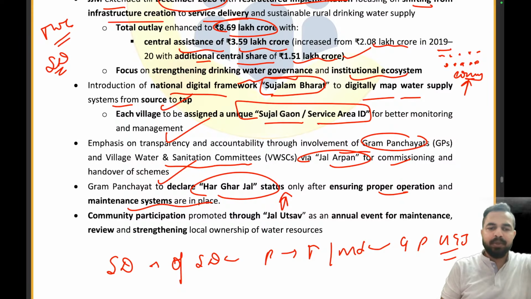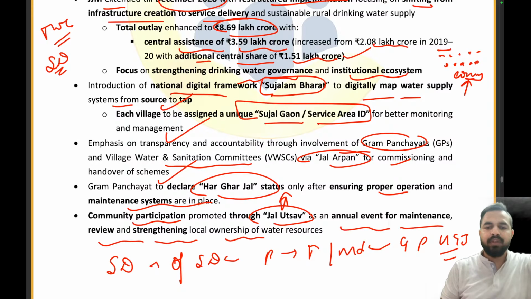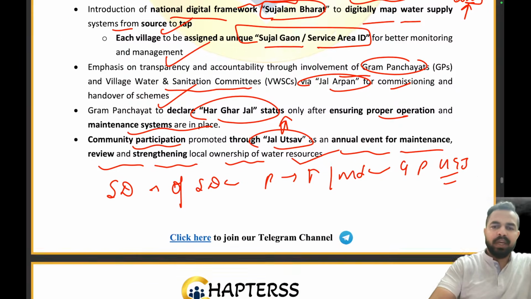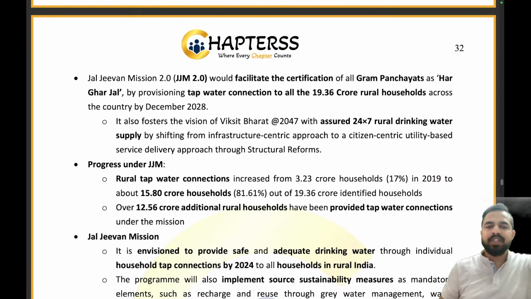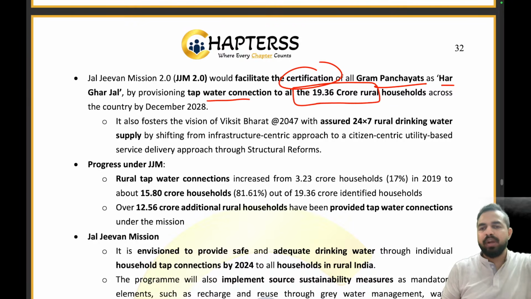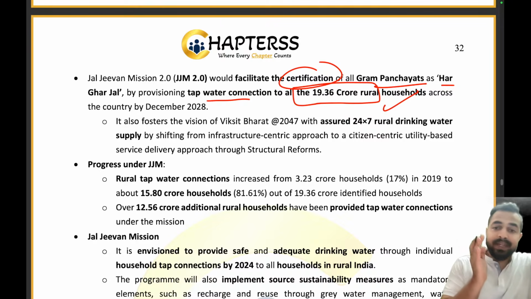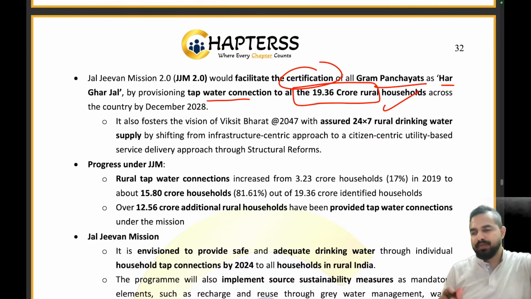Now community participation is promoted through Jal Utsav, an annual event of maintenance, review and strengthening local ownership of water resources. Clear everyone? Now coming to Jal Jeevan Mission 2.0. It will facilitate certification of all Gram Panchayats as Har Ghar Jal by provisioning tap water connection to all 19.36 crore rural households. So what is the target here? 19.36 crore rural households. By which year? December 2028. We are going to assure 24/7 rural drinking water supply.